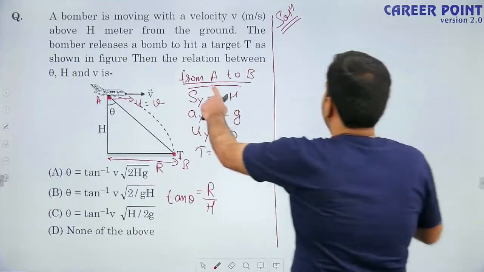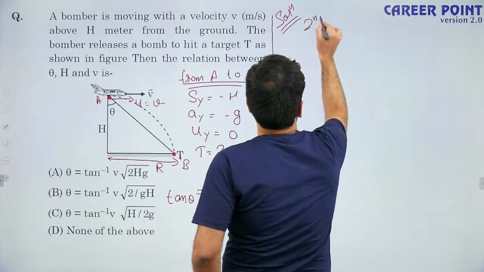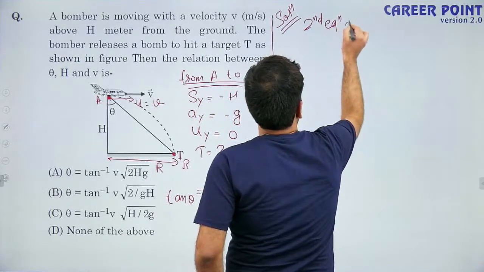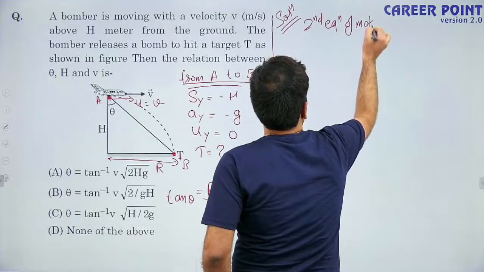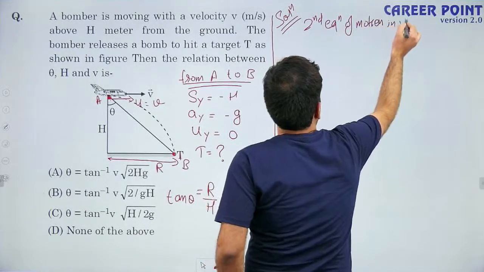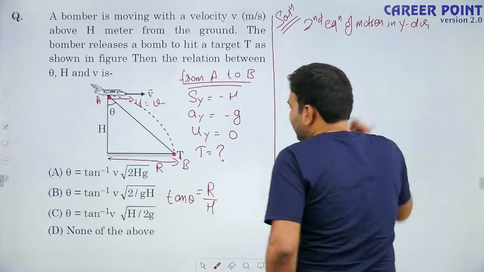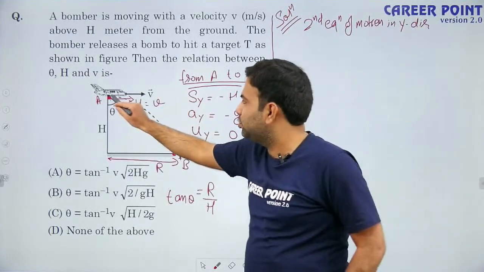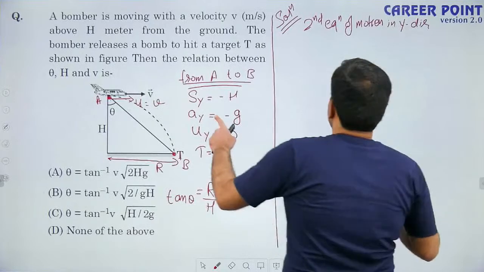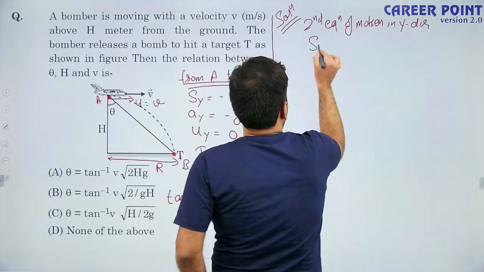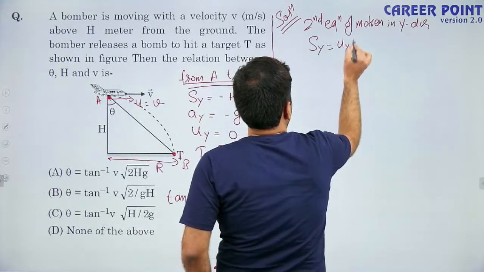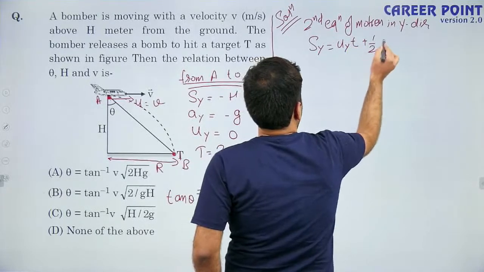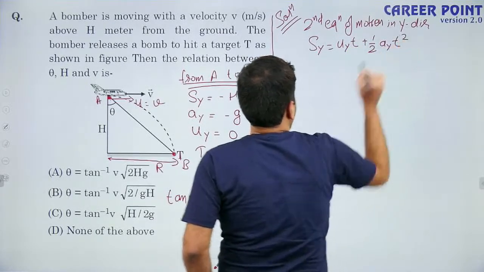So if I use the second equation of motion in y direction, I can get the time of flight. That means the time taken by this to come from A to B. What is the second equation of motion in y direction? It is Sy equals Uy t plus half Ay into T square.